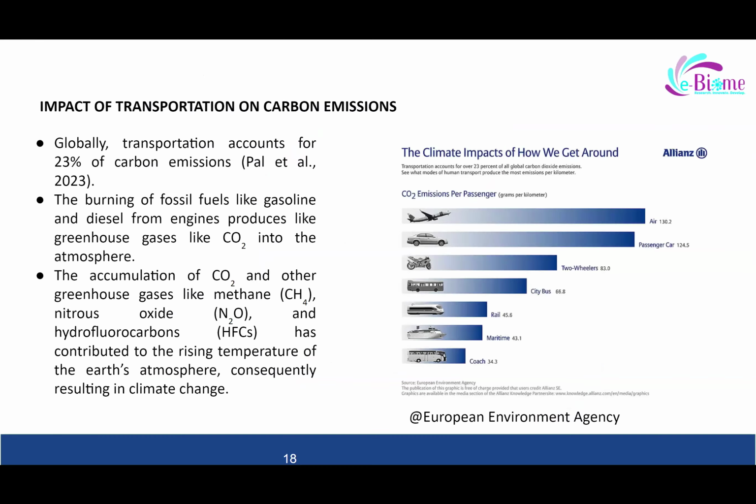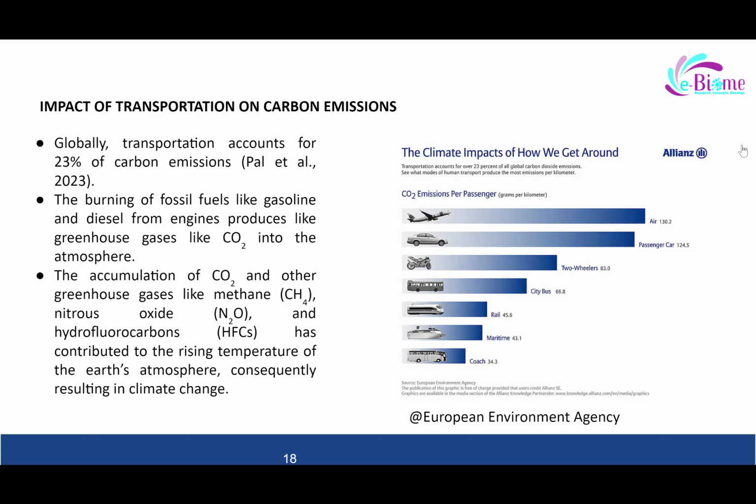So let's move to the transportation sector. Globally, the transportation sector accounts for 23% of carbon emissions. That was according to PAITAL 2023. The burning of fossil fuels like gasoline and diesel in engines produces greenhouse gases like CO2 into the atmosphere. The accumulation of CO2 and other greenhouse gases like methane, nitrous oxide, and hydrofluorocarbons has contributed to the rising temperature of the Earth's atmosphere, consequently resulting in climate change.